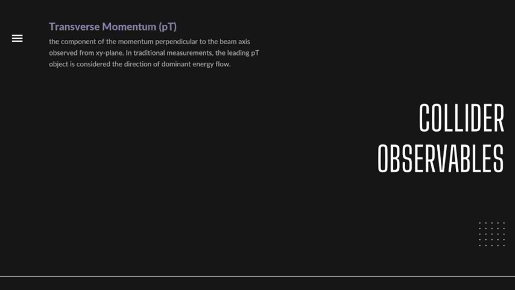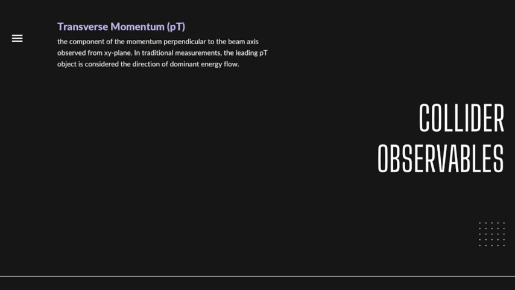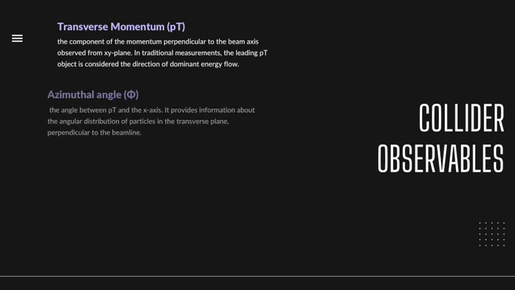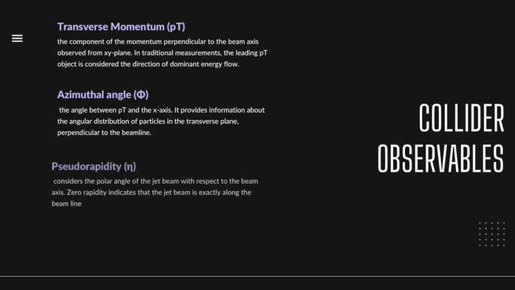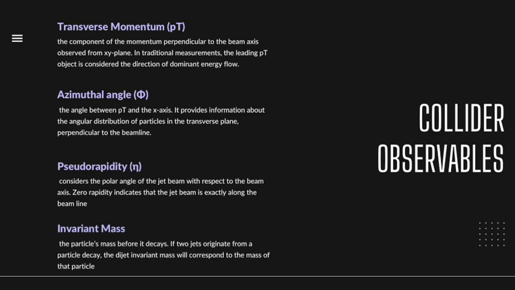These variables are transverse momentum, which is the component of the momentum perpendicular to the beam axis, observed from the xy plane. The azimuthal angle is simply the angle between pT and the x-axis. It provides information about the angular distribution of particles in the transverse plane perpendicular to the beamline. And pseudo-rapidity is the angle of the jet beam with respect to the beam axis. And lastly, the invariant mass is the particle's mass before it decays. If two jets originate from a particle decay, the dijet invariant mass will correspond to the mass of that particle.